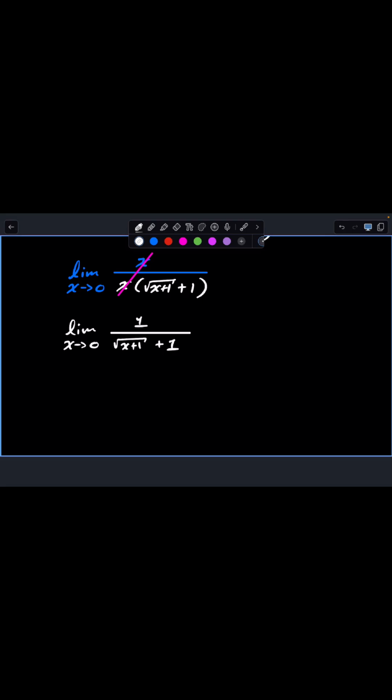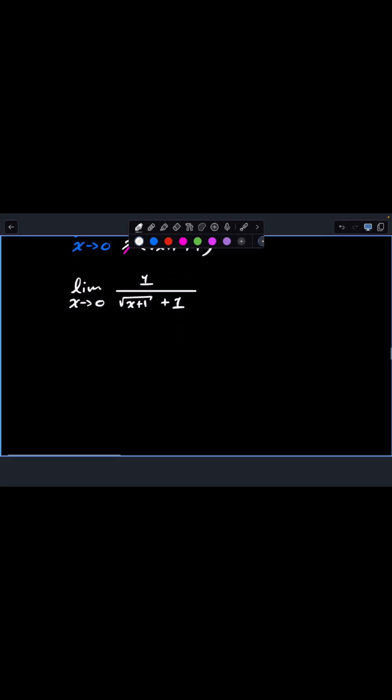So what we do is we leave it alone in the denominator to see if anything is going to cancel or simplify more. Now we use direct substitution since nothing else simplifies. So we get 1 divided by the square root of 0 plus 1 plus 1. So what is the limit? What's the square root of 1? 1 plus 1. 2. So what is it? 1/2.